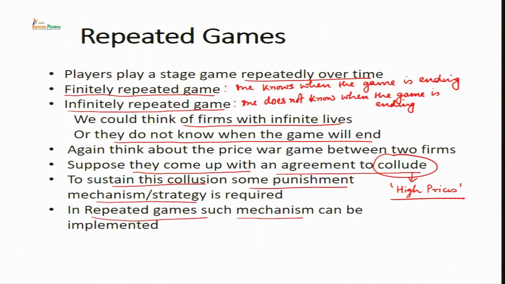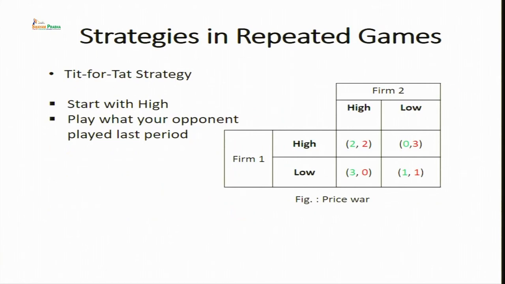For that there are certain punishment mechanisms that are in place and they act to keep this agreement working. Okay. I hope it is clear what I am talking about. So, basically when we talk about repeated games, there are two such strategies. Okay. One is called the tit for tat strategy. These are the punishment strategies I am talking about. Okay.